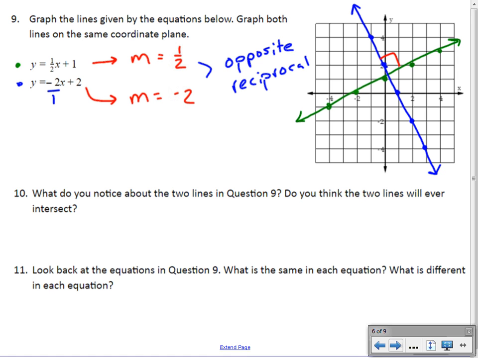So a reciprocal, I like to think of it as taking your fraction and really just flipping your fraction over. So if I take 1/2 and flip it over, that's the reciprocal. The reciprocal of 1 over 2 is 2 over 1. The opposite reciprocal would be changing the sign to negative, and if I have -2 over 1, that's really just -2, and that's the slope that we found in our second equation. So when we have slopes that are opposite reciprocals, that makes two perpendicular lines.